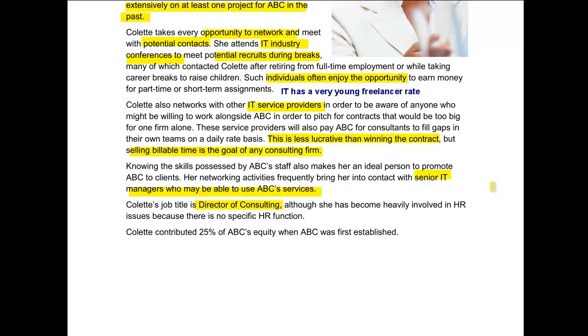Although she has become heavily involved in human resources, which, A, is not her job, it does, however, tie in with the kind of things that she does with her training, with her background. However, the more significant issue here is that there is no specific HR function. Now, this is very important for a company that says retaining talent is one of its key objectives.